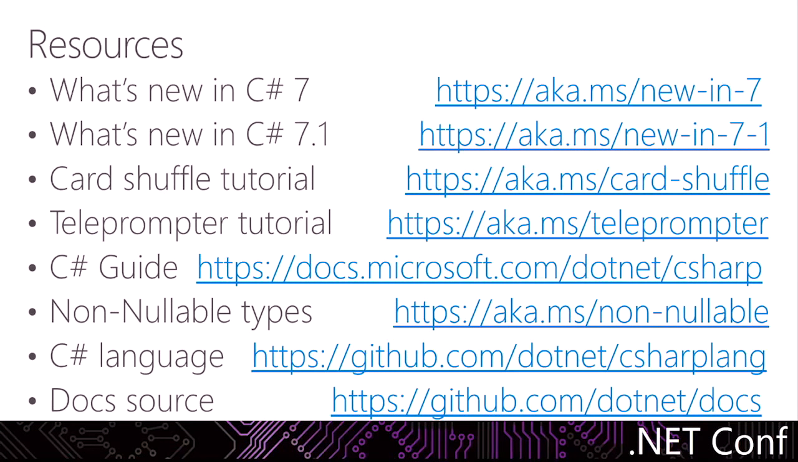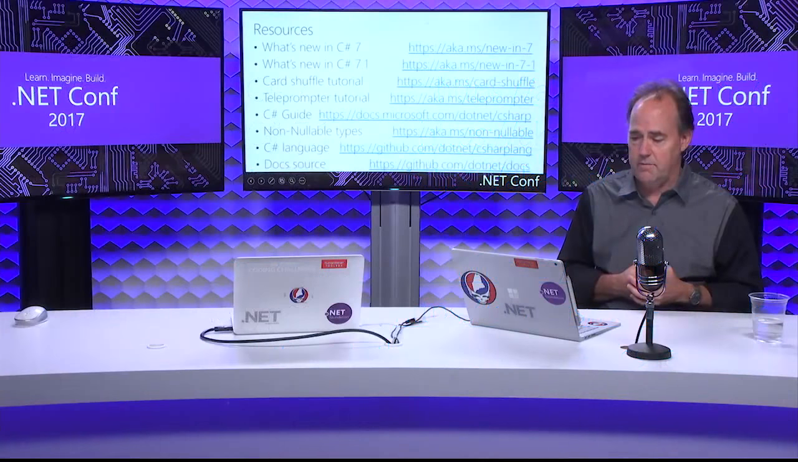Here's a whole bunch of resources. This would be the screen you take a picture of, or pause, look at it, and save some of these links. Two articles on docs.microsoft.com for what's new in 7.1. The two tutorials I updated while we were working. Over the next couple weeks, I will put a PR in to introduce the code that you saw here today. The C# guide, docs.microsoft.com, .NET C#, everything about C# on docs.microsoft.com.